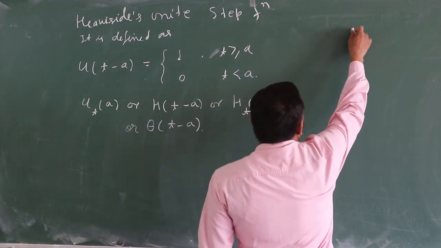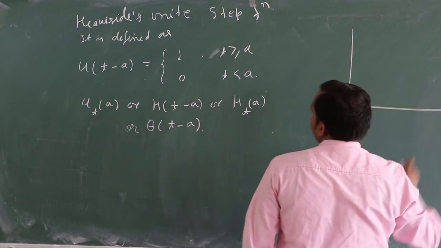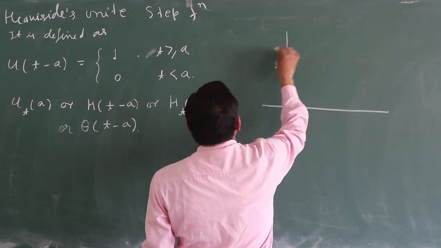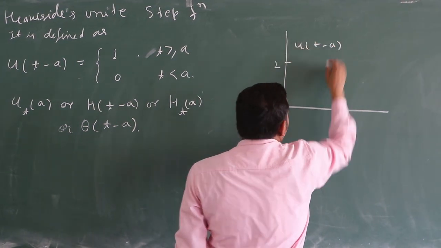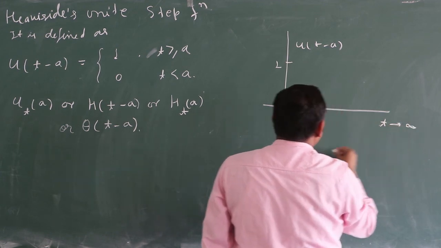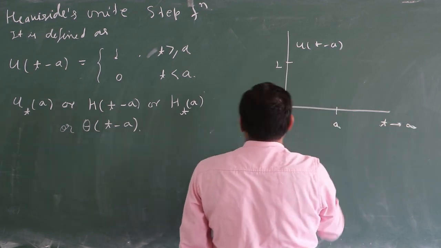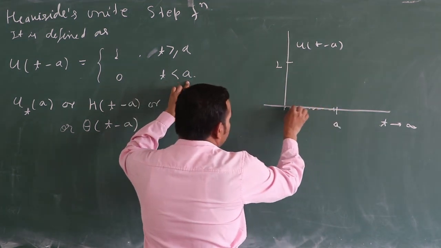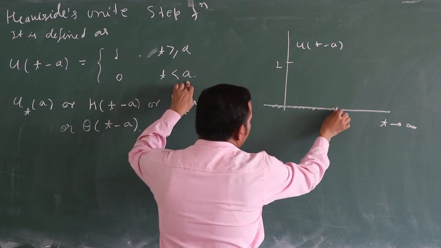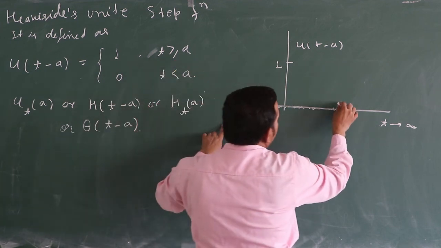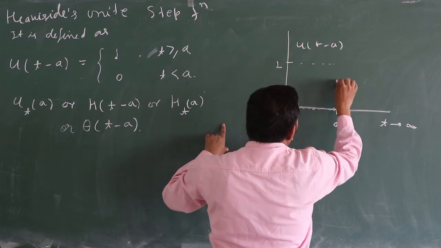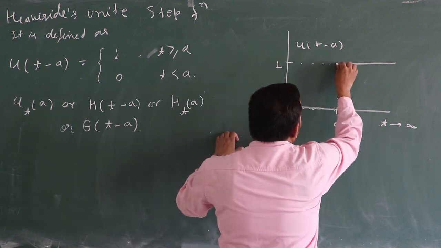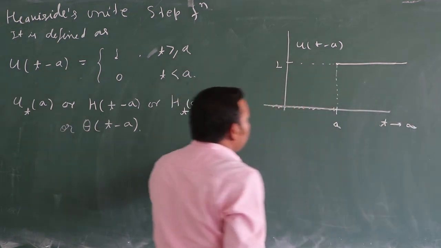If we plot the graph of the unit step function u(t minus a), t going to infinity, we see t equal to a. For t less than a, this is equal to 0. For t greater than a, this is equal to 1, going parallel to the t axis.